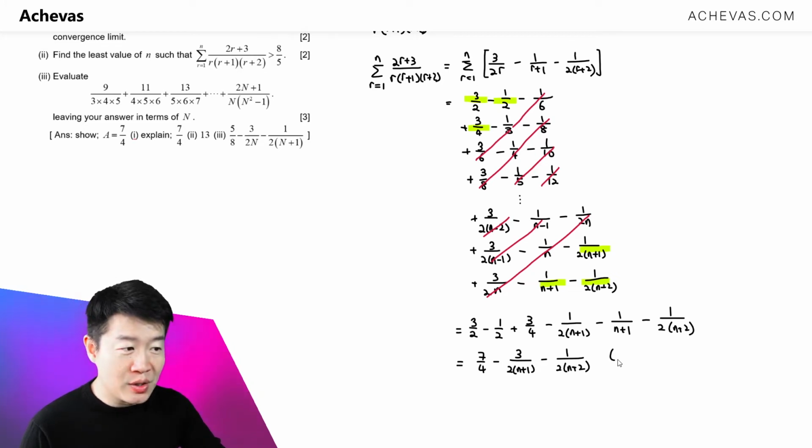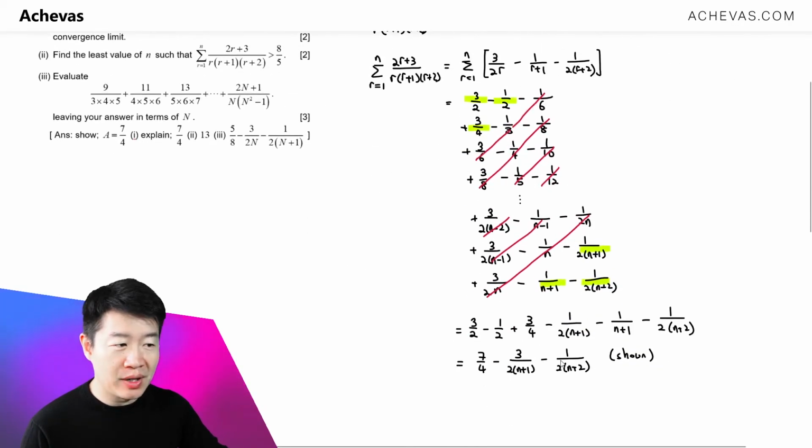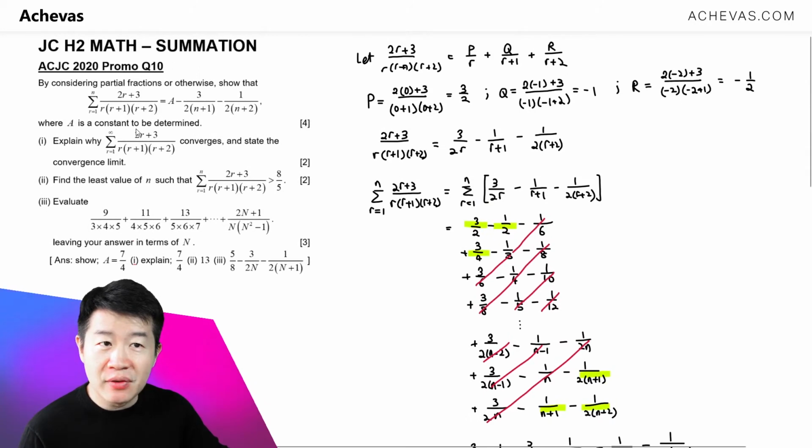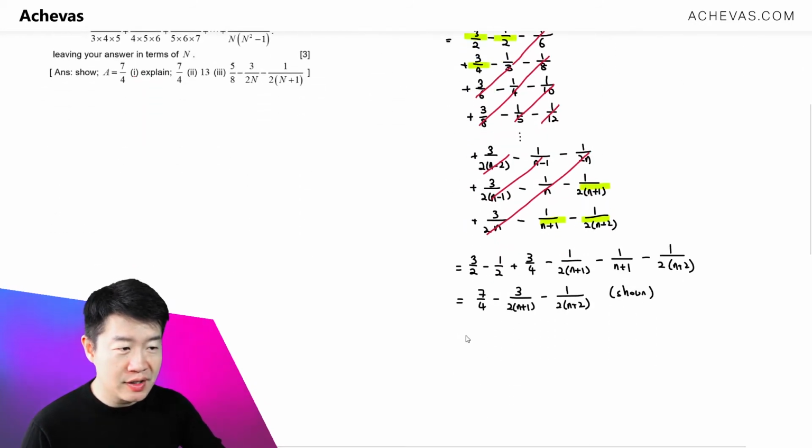And in fact, this is already what we are supposed to show according to what the question was requesting, because we are supposed to write it into this form: a minus 3 over 2 n plus 1, then minus 1 over 2 n plus 2. And we are supposed to determine the value of a, which matches this constant here. Therefore, we can say that a is equal to 7 over 4.